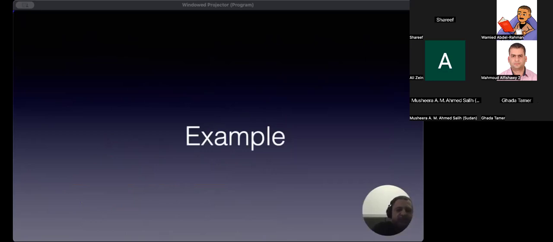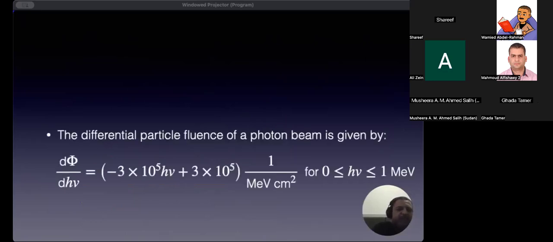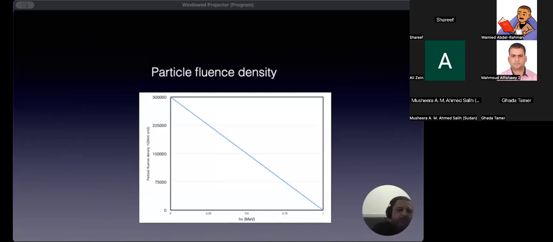So here is an example. Imagine we have a differential particle fluence of a photon beam given by the following relationship. This is essentially a straight line between photon energies of 0 up to 1 MeV. If we plot it, this is the particle fluence density of the beam. That's the equation of the beam. Here we have the energy, and here we have the particle fluence density in per MeV per centimeter squared.